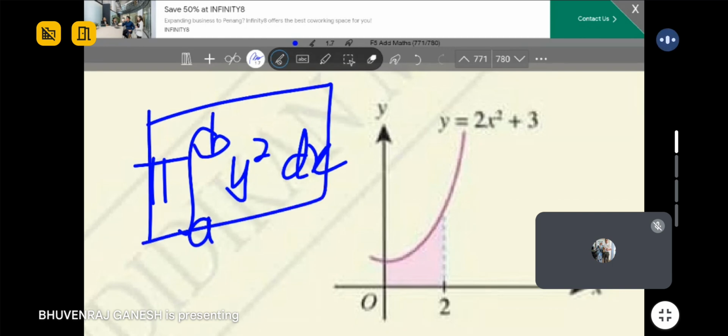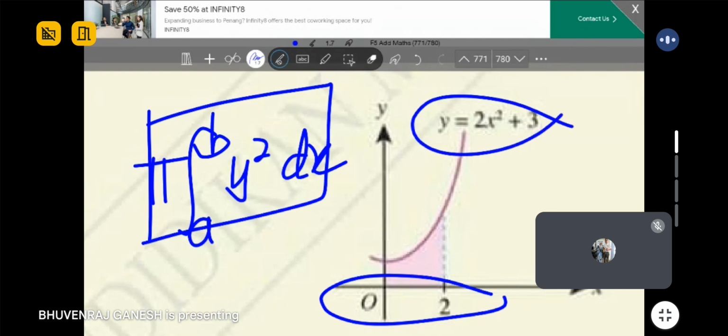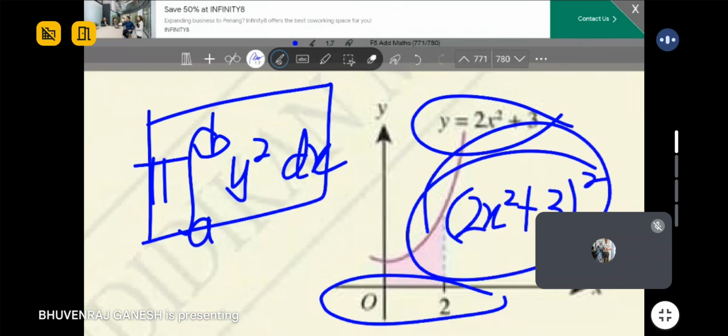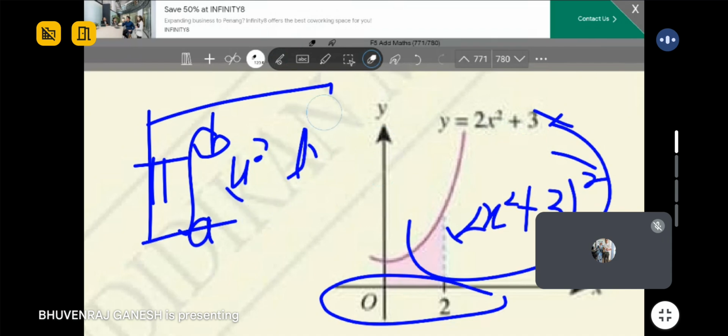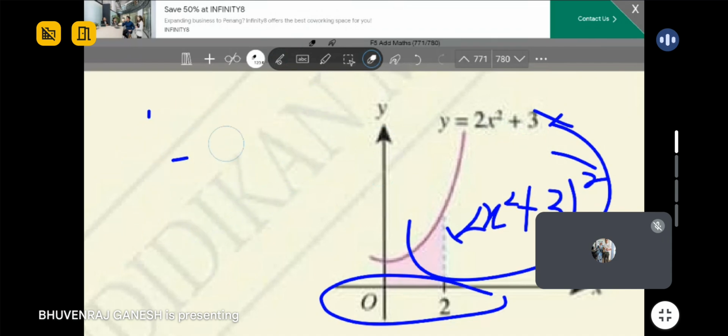Okay, untuk cari isi padu. Remember, guys, the formula you must know how to use it. Okay, so you have your limits, equation. Make sure equation must square, kena kuasa 2 persamaan kamu. So means that 2x square plus 3, you square the whole thing. Then only you integrate. Kamu kena kuasa dulu, baru kamirkan. Okay, you square first, then you integrate it. Okay, guys, understand? So you'll be able to find the volume, buddy.